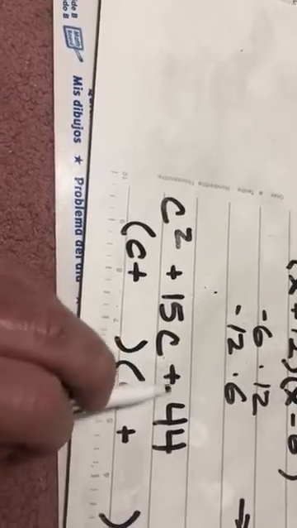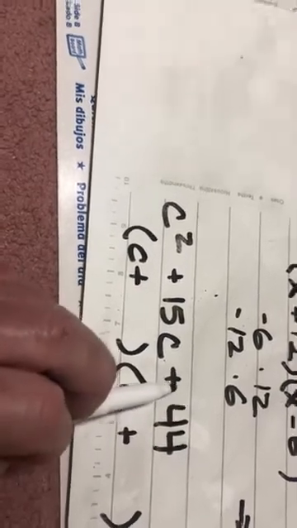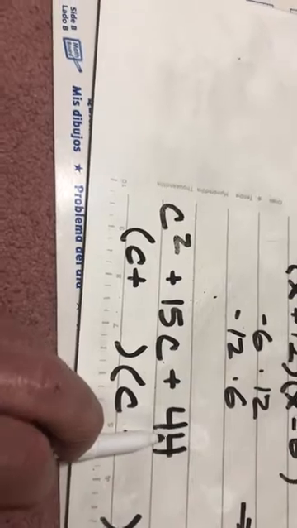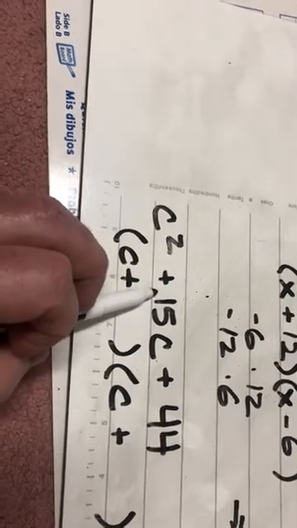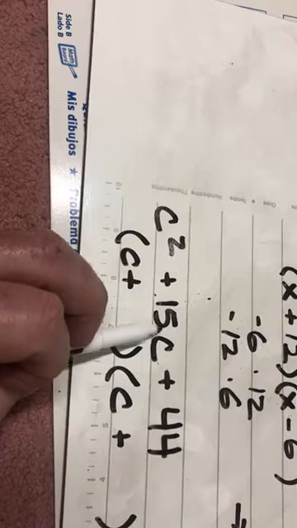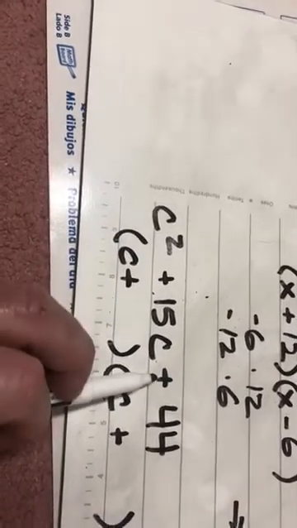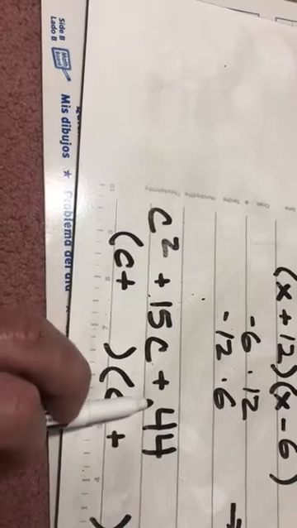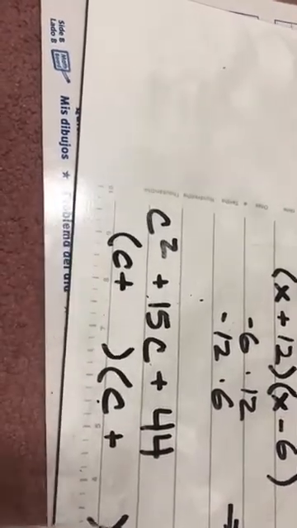So it either needs to be two negatives multiplied together to equal 44, or two positives multiplied together to equal 44. If it's two negatives, when I add two negatives together, it's going to be a negative number. So it can't be two negatives because I have to end up with plus 15. So this has to be two positives. Two positives multiplied together equaling 44. Two positives being added together equaling 15.